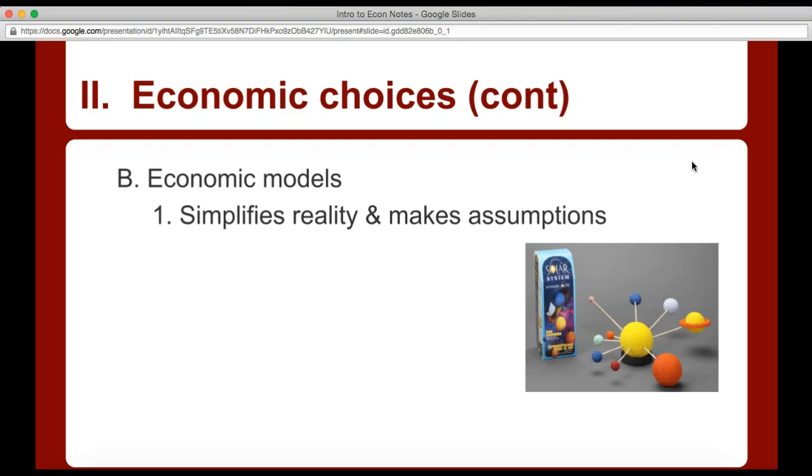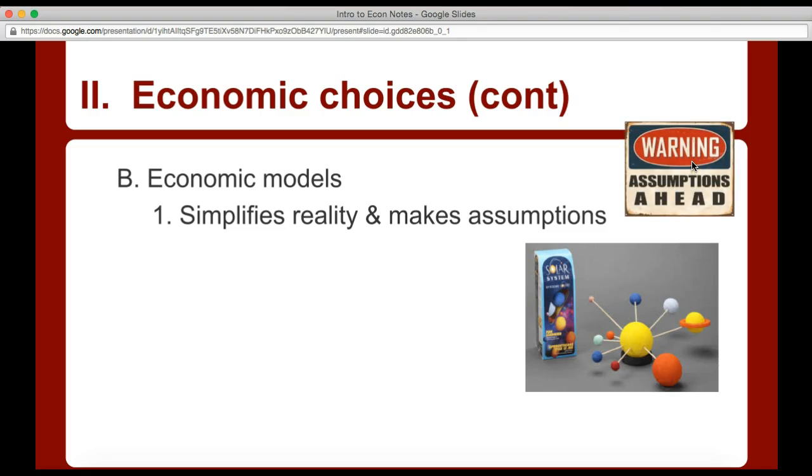Economic models are very similar in that respect, and so economic models simplify reality. We're bringing it down to the basics, okay? And it's going to make some assumptions. So what you will find when we talk about economic models, we're going to talk about one in the next video, is that they make assumptions. We're assuming a lot, okay? And that's because we are simplifying reality. So you just have to be aware that there are assumptions happening.